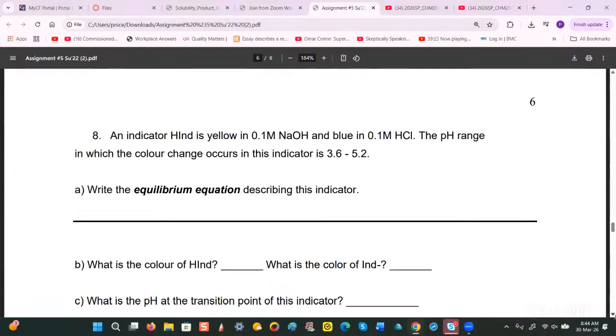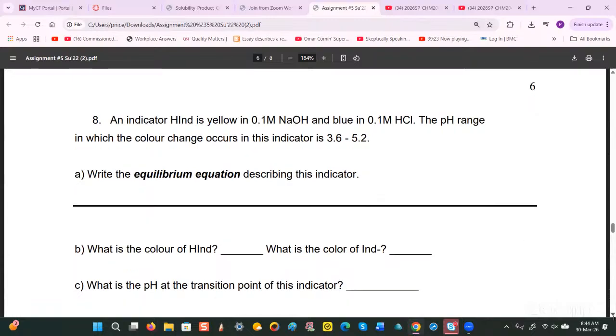Okay. Now this question has to do with indicators, right? You may have met, especially in lab courses, Chem 1 lab or Chem 2 labs, indicators for acid-base reactions. Basically, an acid-base indicator is a substance.